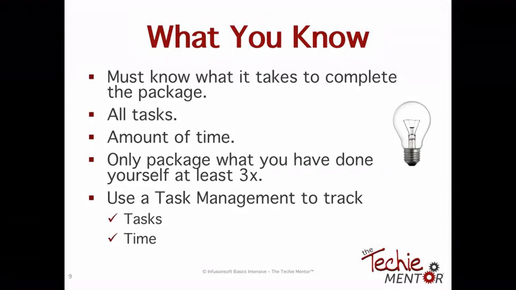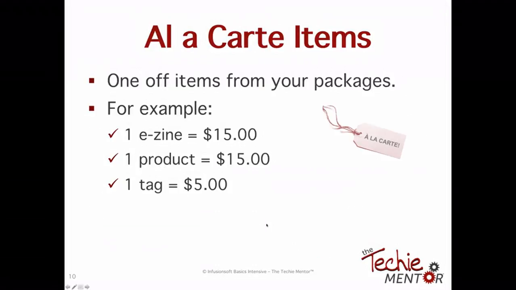And so you're going to track your tasks, so all the tasks in your package and the time it takes to get them done. And that way you can kind of pick and choose. And as I said, a la carte is so important. This is from your one-off. So if you have a package of 4 e-zines and somebody needs 6, then you would say, okay, for each additional e-zine out of this package, it would cost you $15. So it would be $30 additional from this package.